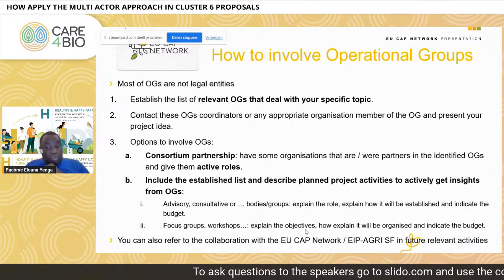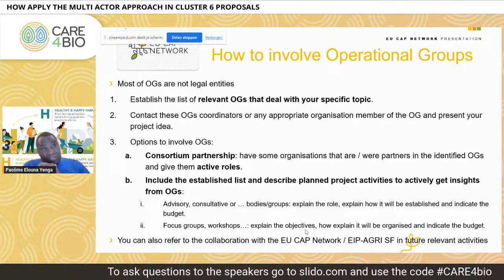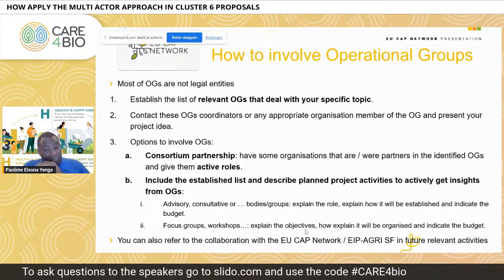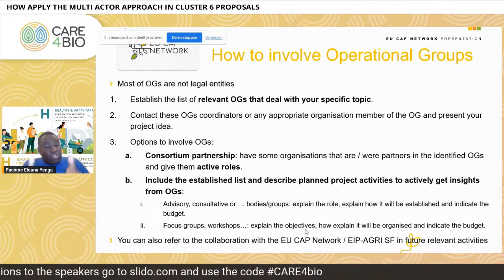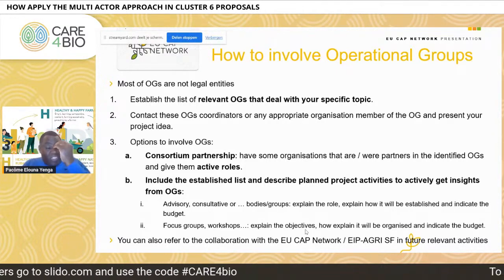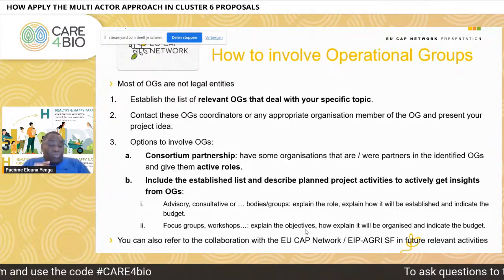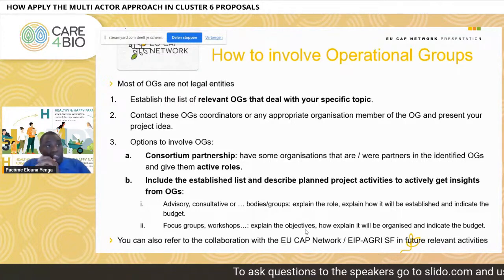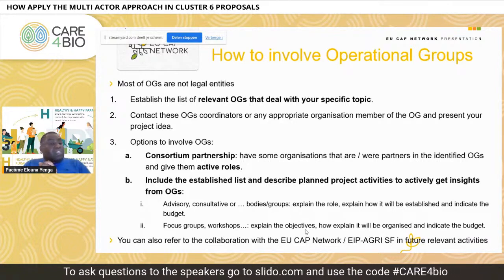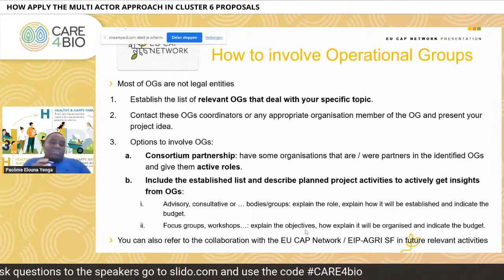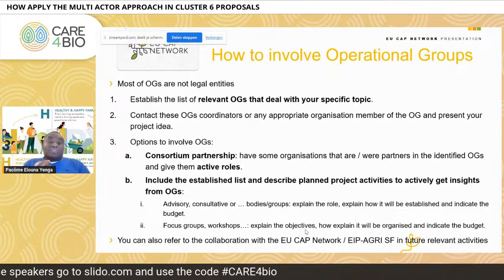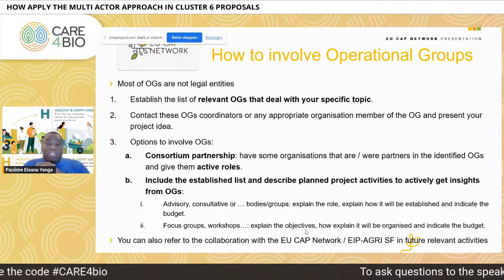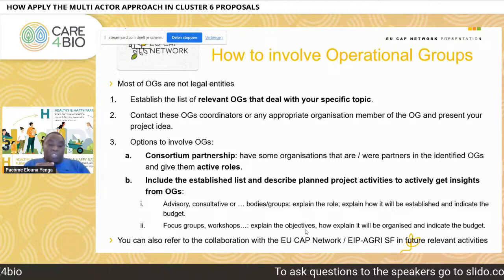Once again, you should also explain in detail what will be the process in selecting those OGs that will be involved in this, and how all of this will be organized, including, once again, the budget that is linked to that. Those are the key, I think, quite easy ideas that are concrete enough for you to take for your project.